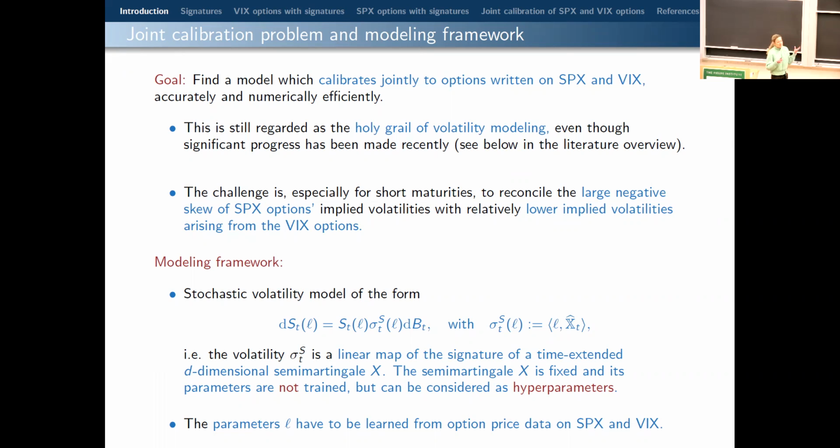In fact, this semi-martingale, which we call the primary underlying process, is a fixed semi-martingale, exogenously given or somehow estimated, where the dynamics come with certain parameters which are not trained. In the language of machine learning, we consider these as hyperparameters. What we actually train are these parameters L, the parameters of this linear function. These are found by calibrating to options on SPX and VIX.